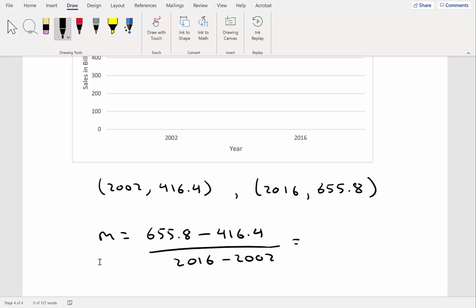Okay. So now let's go ahead and simplify this. So we're going to go ahead and subtract. So we have the 655.8 minus 416.4. This gives us 239.4 all over, and now 2016 minus 2002. That's going to give us 14.